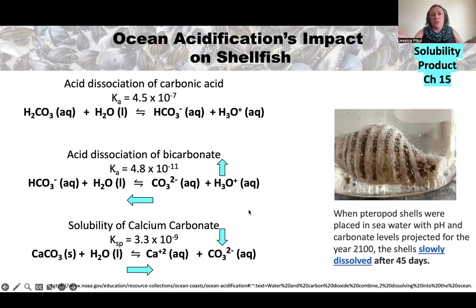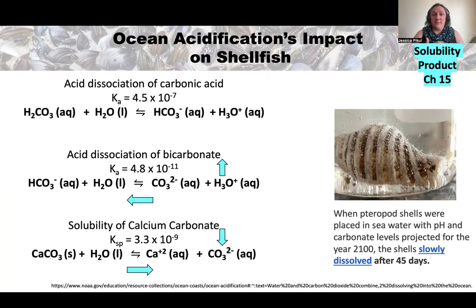So to shift equilibrium to maintain it as that H3O plus concentration increases, H3O plus will react with CO3 2 minus and form HCO3 minus. That consumes the carbonate, the CO3 2 minus that's in the water. And so if we think about the solubility of calcium carbonate, which is what seashells are made of, in water, it has a very, very low solubility.